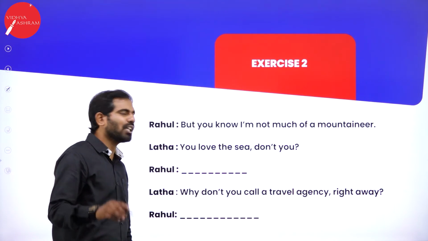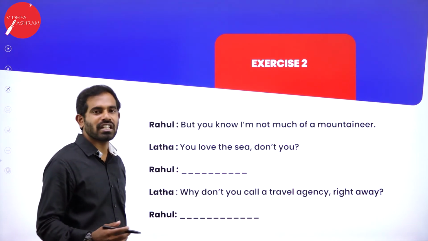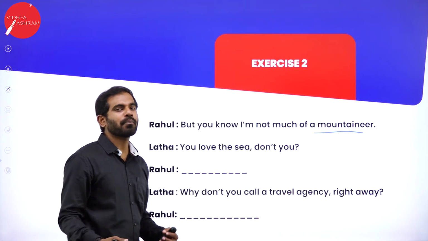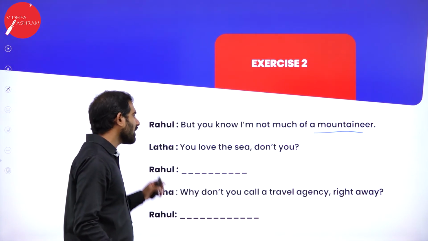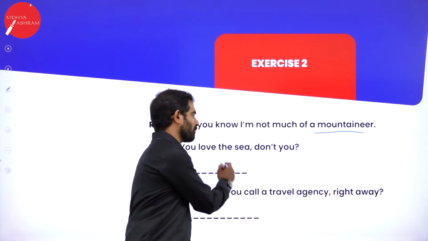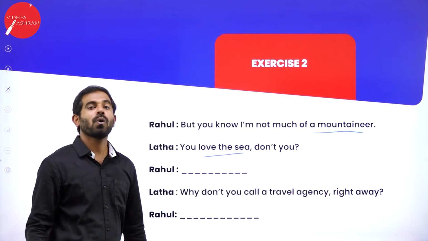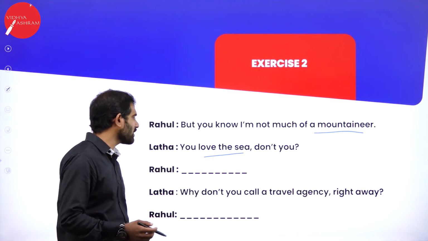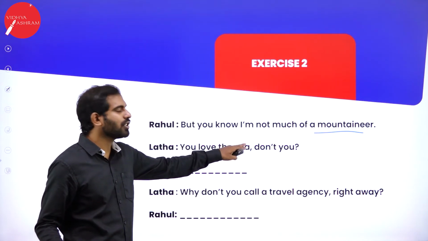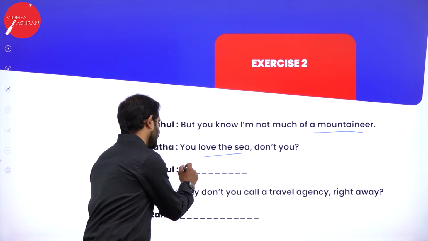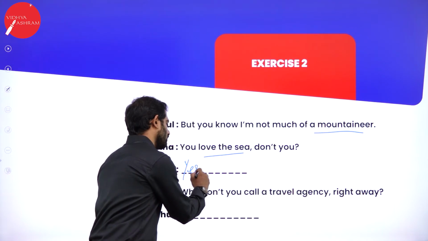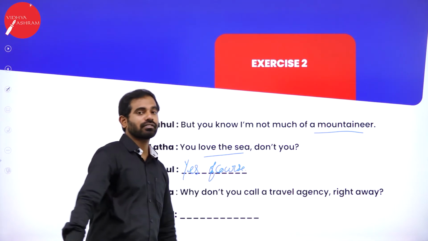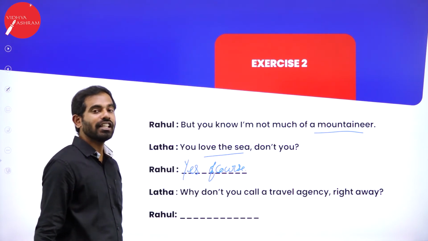But Rahul says, but you know, I am not much of a mountaineer. He says, I'm not so fond of climbing mountains. I'm not a very good mountaineer. And Lata says, you love the sea, don't you? She is saying now, oh, in that case, you would like to visit Mauritius Island. Rahul says, absolutely, yes, of course, I do love the sea.